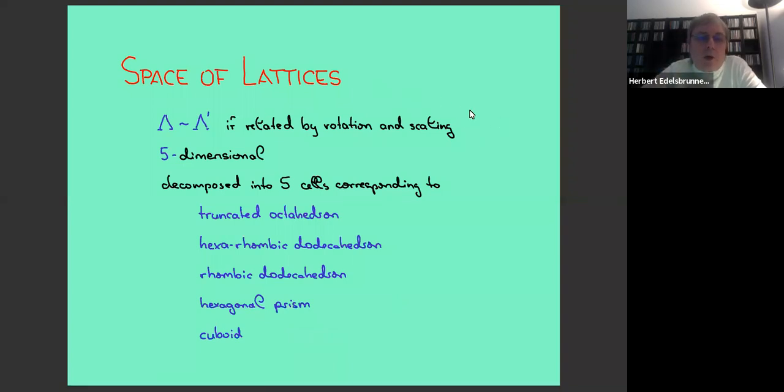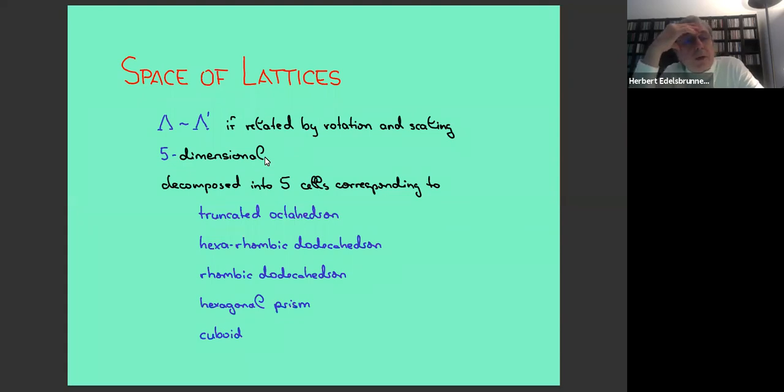Now, a more theoretical exercise is to think of the space of lattices, just to get a basic orientation. If you identify lattices when they're related by a rotation or scaling, then you get a 5-dimensional space of lattices. There's various ways of arriving at these 5 dimensions. But it's kind of tricky to see how this 5-dimensional space is connected.